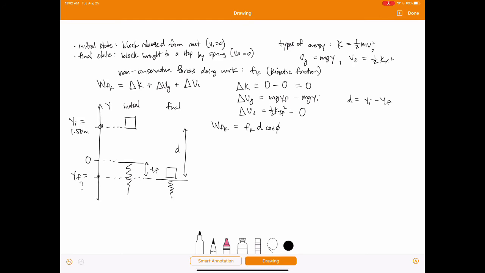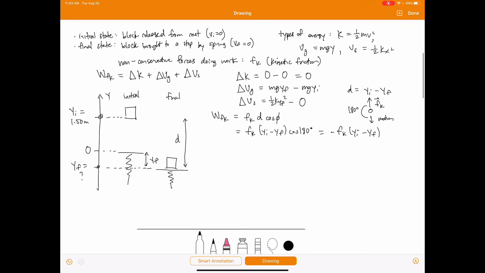Okay? What about the angle? Well, as the block is falling, you want to think about the friction force is going up and the motion is going down. The angle between those two is 180. So what we have is Fk times y initial minus y final times cosine 180, but cosine 180 is just a negative sign overall out front. So we have minus Fk, y initial minus y final. That's how we write the force, the work done by the friction force.